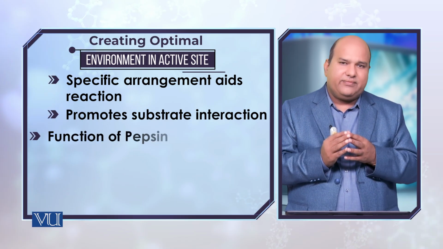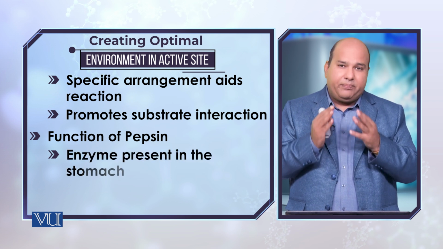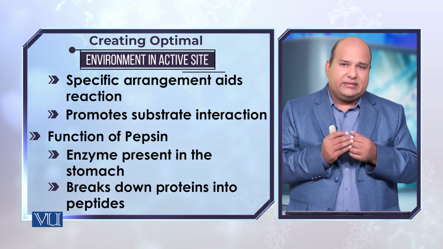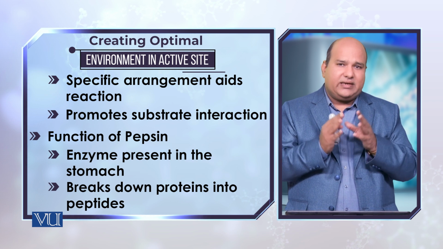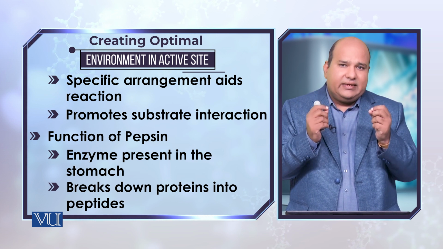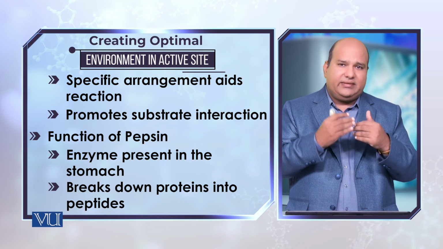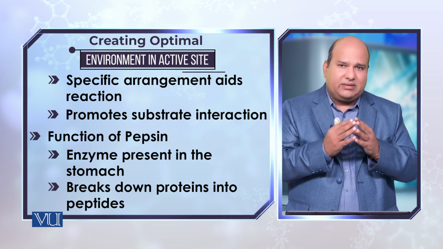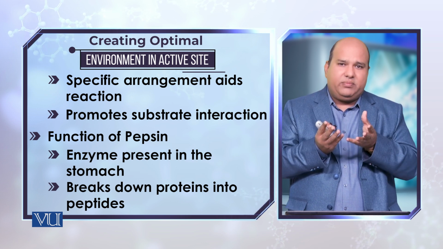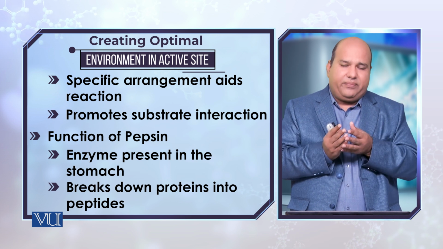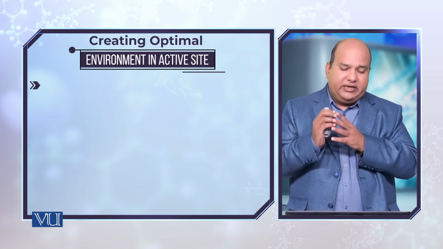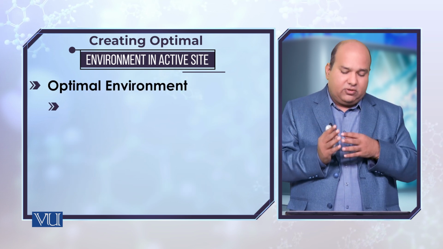For instance, we can give the example of pepsin. Pepsin is an enzyme which digests proteins, specifically in your stomach, and it becomes active when there is more acidity in the stomach. So first the environment has to be acidic, and that acidic environment will lead to the activity of the pepsin, which will ultimately lead to the proper functioning of the pepsin.